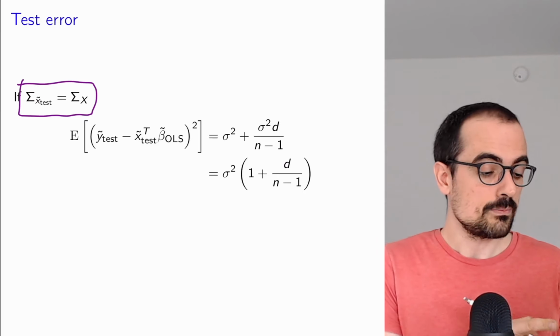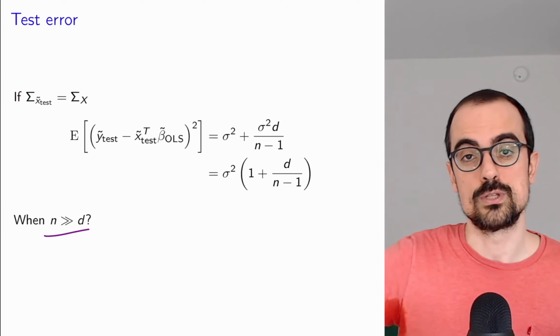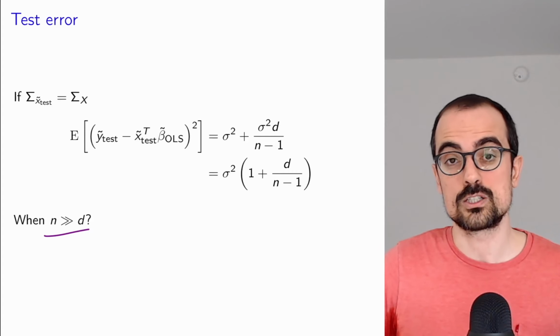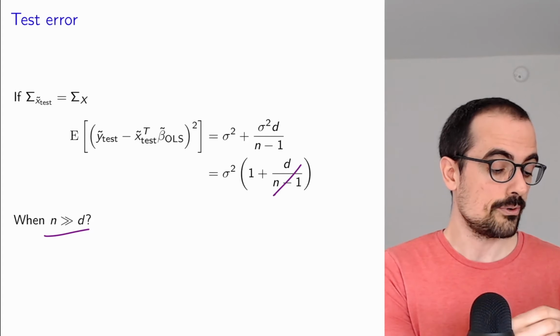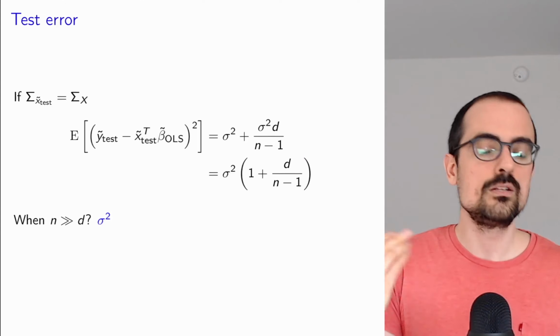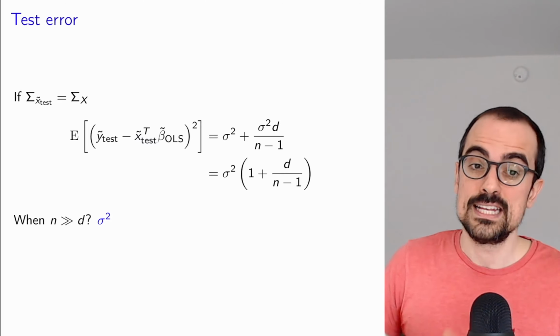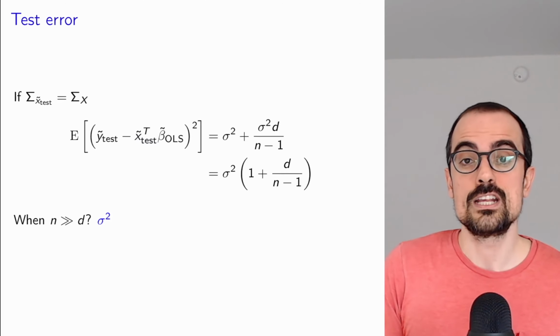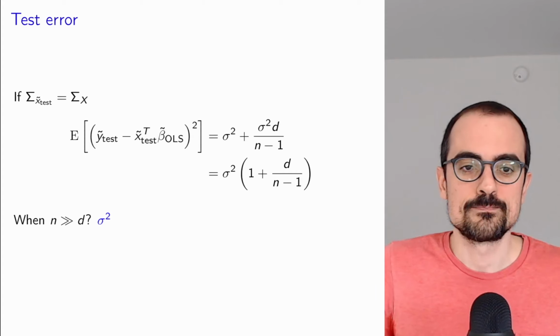And under this assumption, if we have enough data, if n is large with respect to the number of features, then this is going to go to 0, and we get our ideal result where the test MSE on held out data is equal to sigma squared. So the linear regression model is generalizing well to the test set.